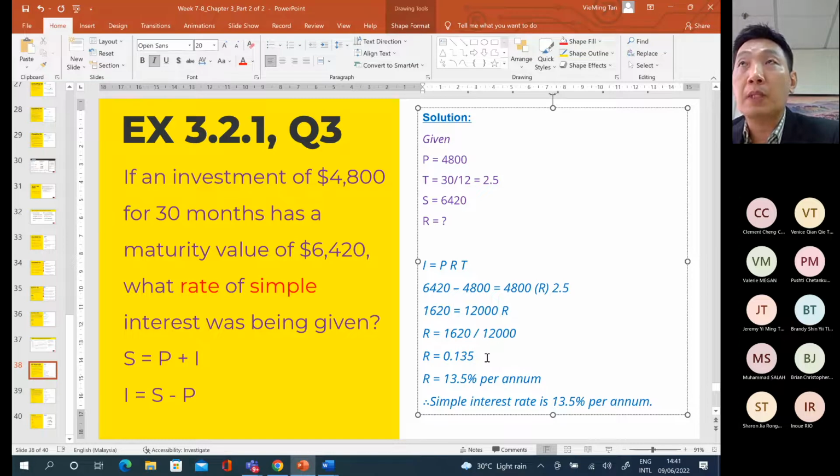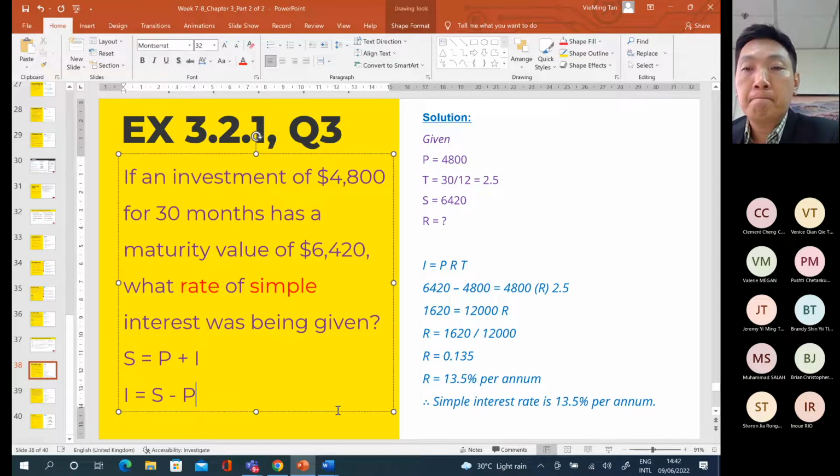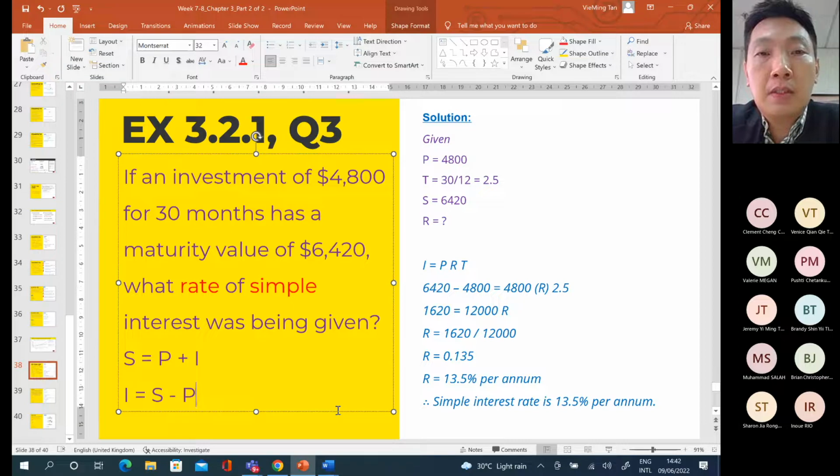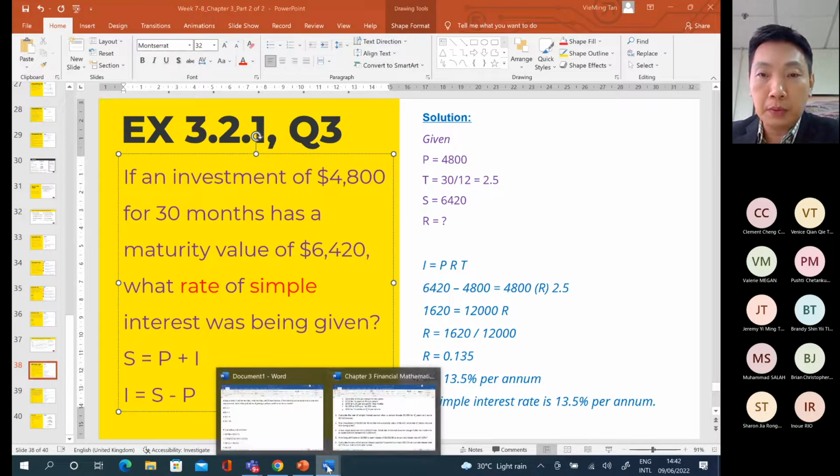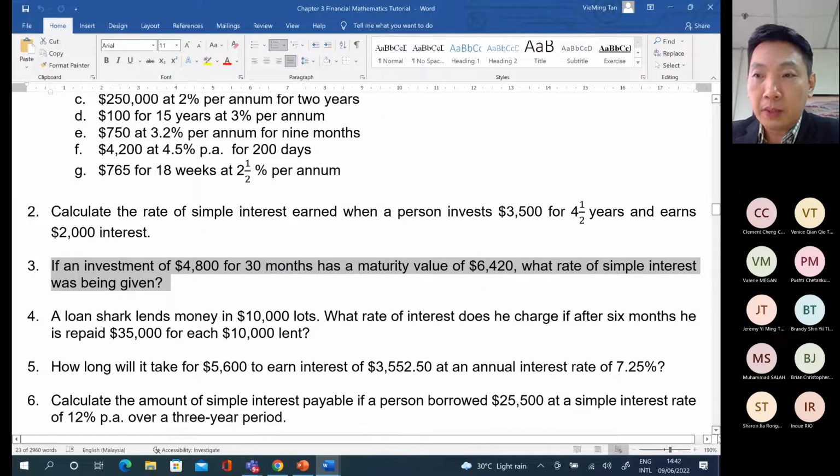Usually, we'll leave the answer in 4 decimal places. Okay, and this is the interest rate. So we need to leave the answer with percentage unit. So what we can do is multiply this value with 100%. So you get 13.5% per annum. So that means the simple interest rate is 13.5% per annum. Per annum means per year. So far okay for this question? Simple interest question. I stop for a while. Yeah, right. So the remaining questions, please try to complete by yourself during the weekend, right?